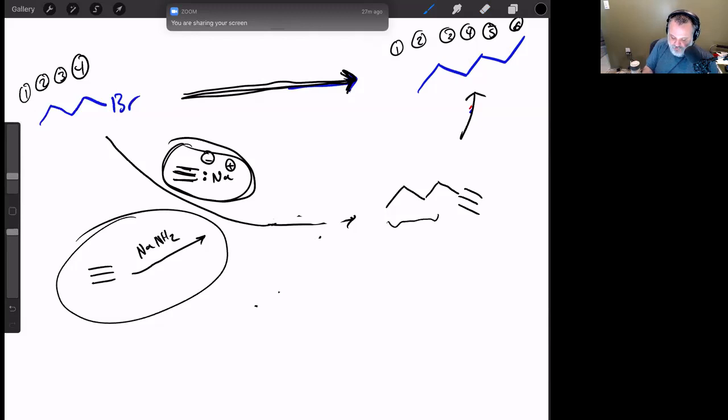You could say, all right, I'm going to do ethyne and sodium amide, and then I'm going to do my starting material, and that leads to my product. And so it's just a different way of showing how to do the solution. It's just you have a feeder reaction.